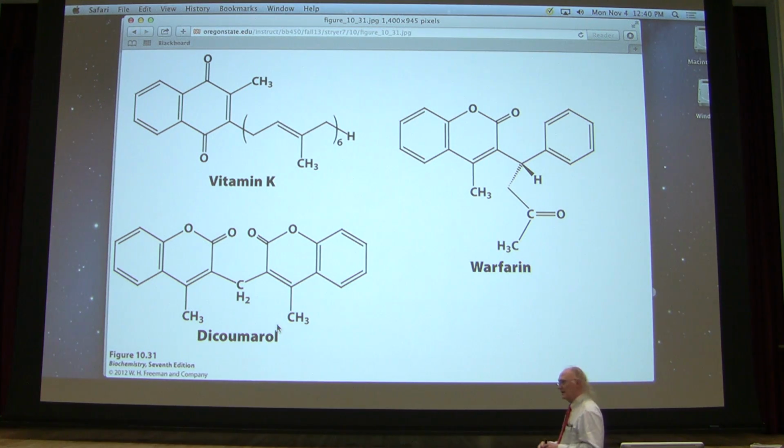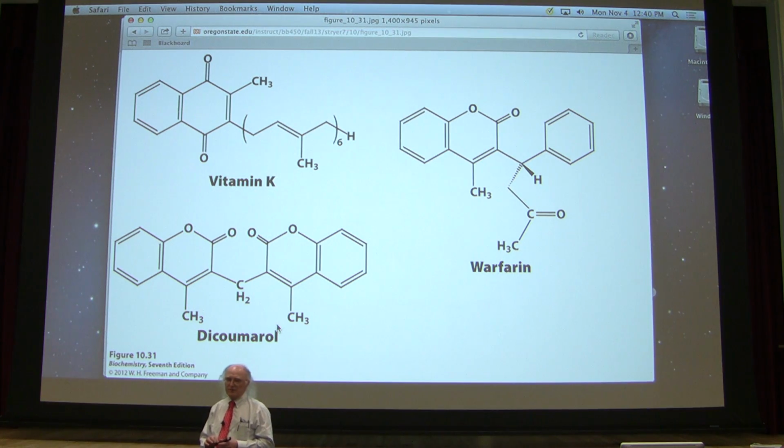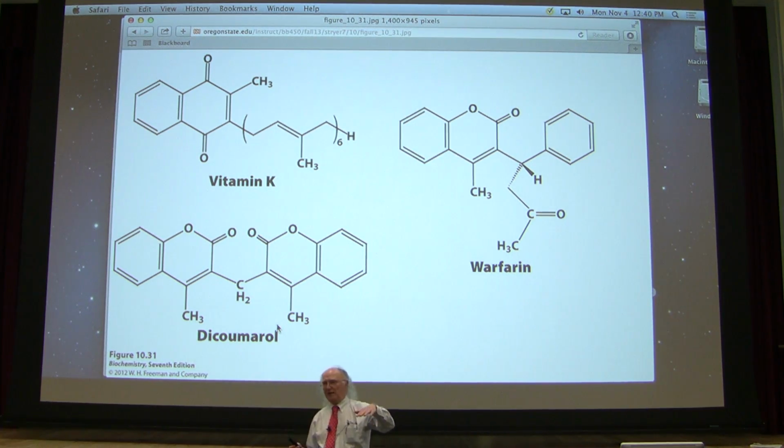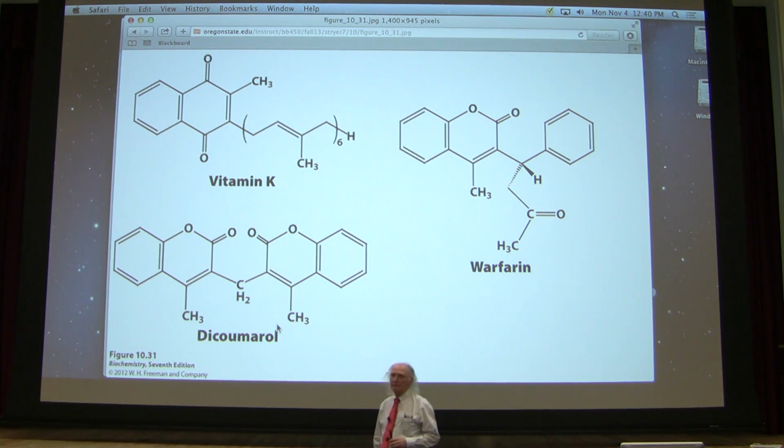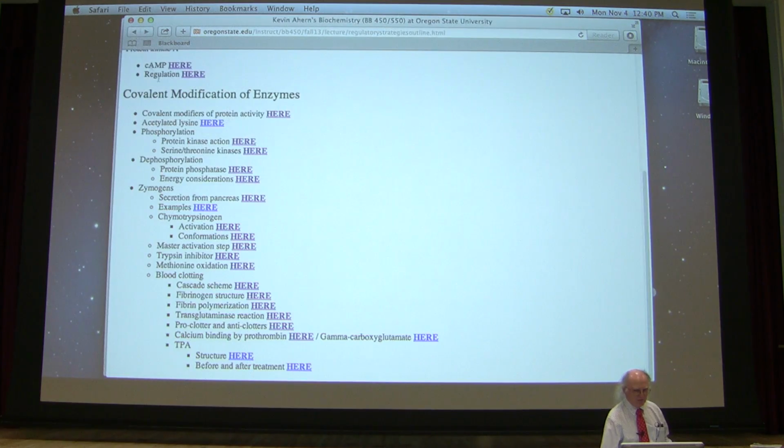Yes? Does that mean that up until the point where they're missing something in the cascade, where there's a hole, they get a buildup of the immediately preceding product? So our question is, does that mean if you were missing one of the things in that cascade that you would have a buildup to that point and then nothing beyond that? And the answer is yes, you would. Okay, good questions. Blood clotting always stimulates a fair amount of discussion like that.